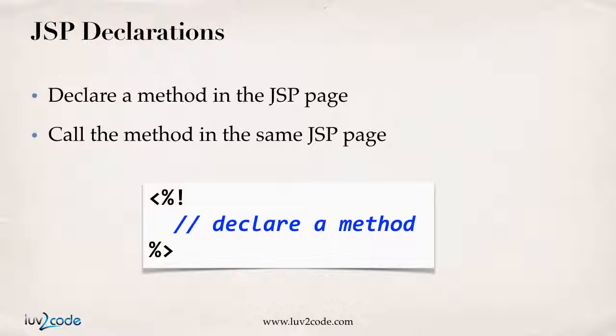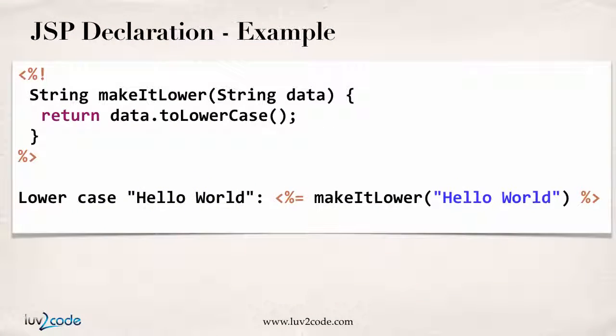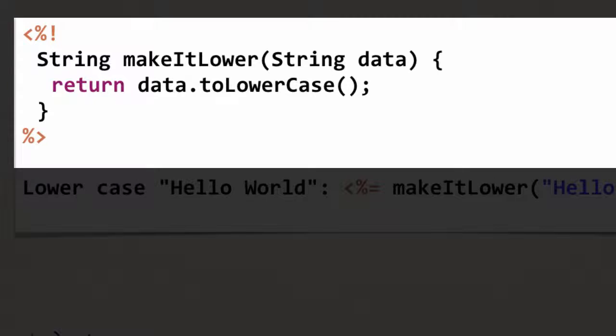And the syntax is basically an angle bracket % with an exclamation point, and then you declare your method like any normal Java method. All right, so let's take a look at an example here of a JSP declaration. Up top, I'm going to declare a method. So again, declarations, angle bracket % with an exclamation point.